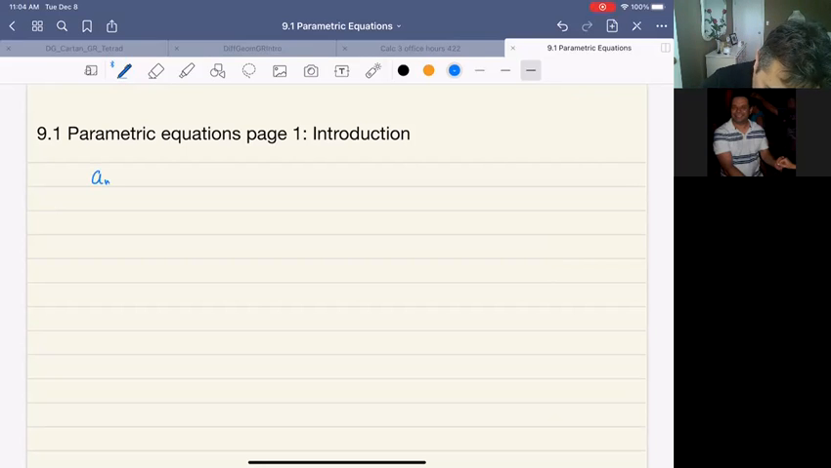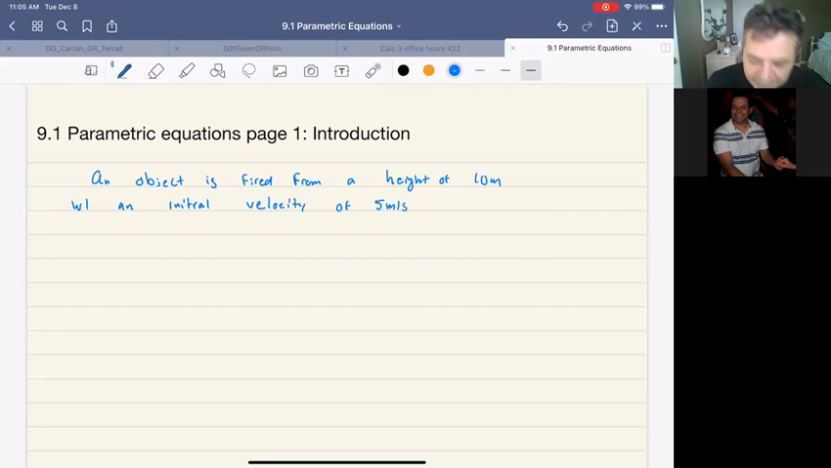So let's say you have an object. An object is fired or launched from a height of 10 meters with an initial velocity of 5 meters per second, at an angle of 30 degrees above the horizontal. Okay, how far downrange does it travel?